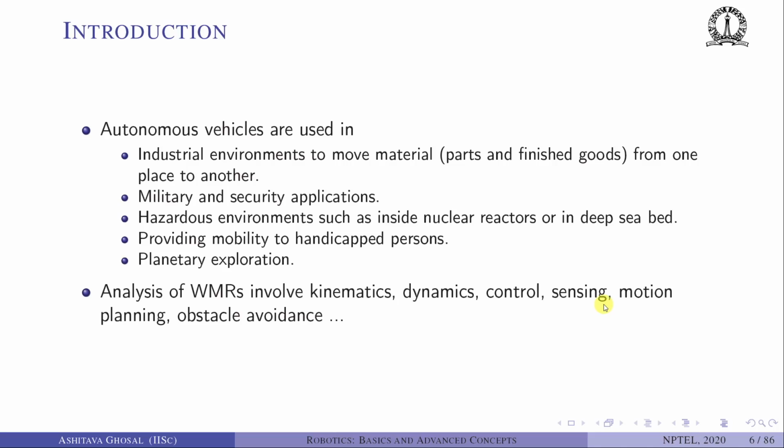Autonomous vehicles are nowadays very popular because they are on Mars. Okay, so there is this wheeled mobile robot which is exploring the surface of Mars in an autonomous fashion. The analysis of WMRs involves kinematics, dynamics, control, sensing, motion planning, obstacle avoidance, many things. Okay, so there is something called map making, there is something called SLAM, simultaneous localization and mapping, and other things. So we need to worry about many aspects when we look at wheeled mobile robots.